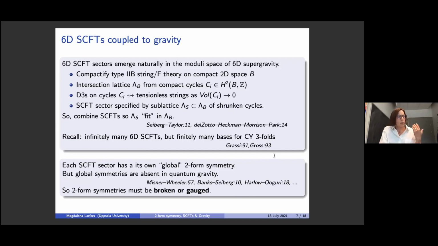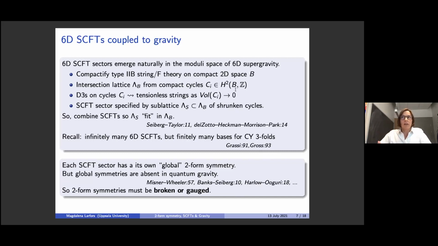Now, if we want to couple this to gravity, we should see if we can include these SCFT sectors in gravitational theories in some way. So what we should do in the type 2b or F theory picture is try to compactify this two-dimensional space that we used to construct the SCFT.